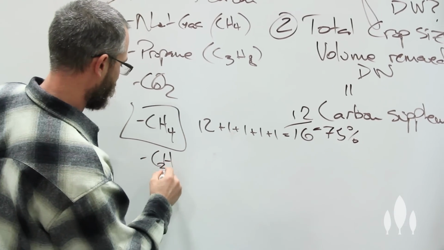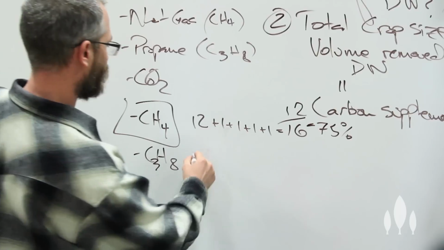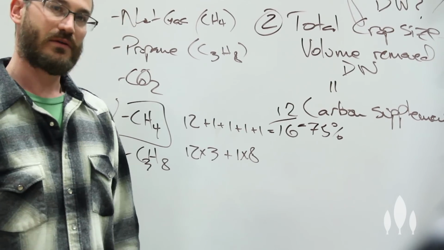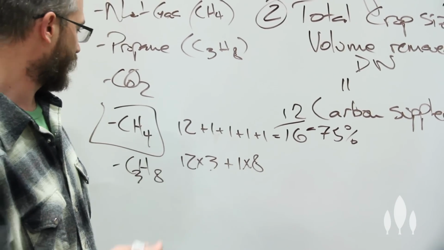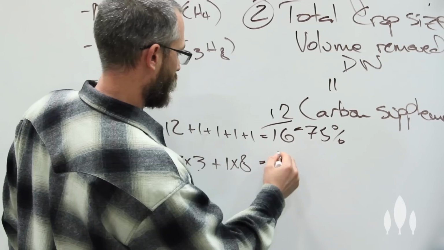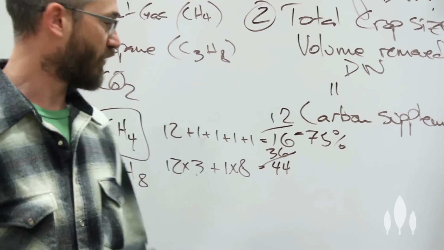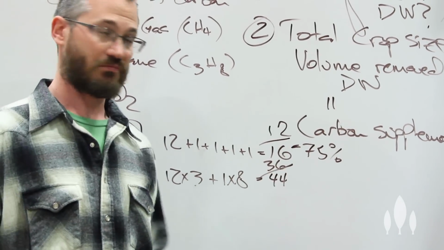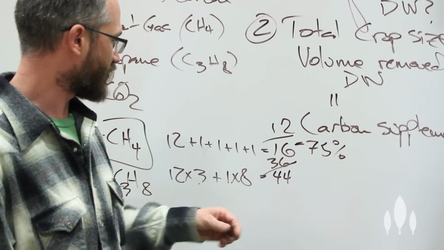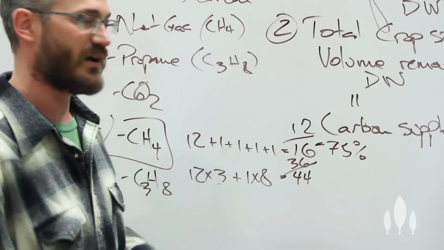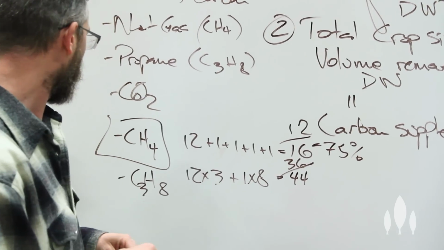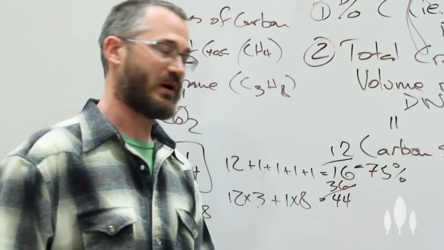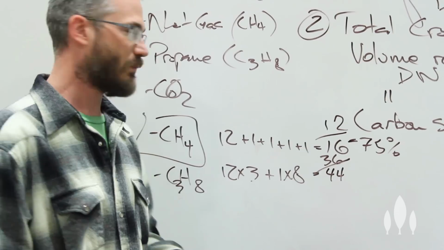For C3H8, we basically have 12 times 3 plus 1 times 8, which gives us a molecular weight of what? 36 plus 8, 44. So this is 36 over 44. So for a pound of propane, I don't know what that percentage is, but it's still pretty high. It's a little bit more carbon dense than natural gas, which is a great thing. On a per pound basis, propane gives us a little bit more carbon.